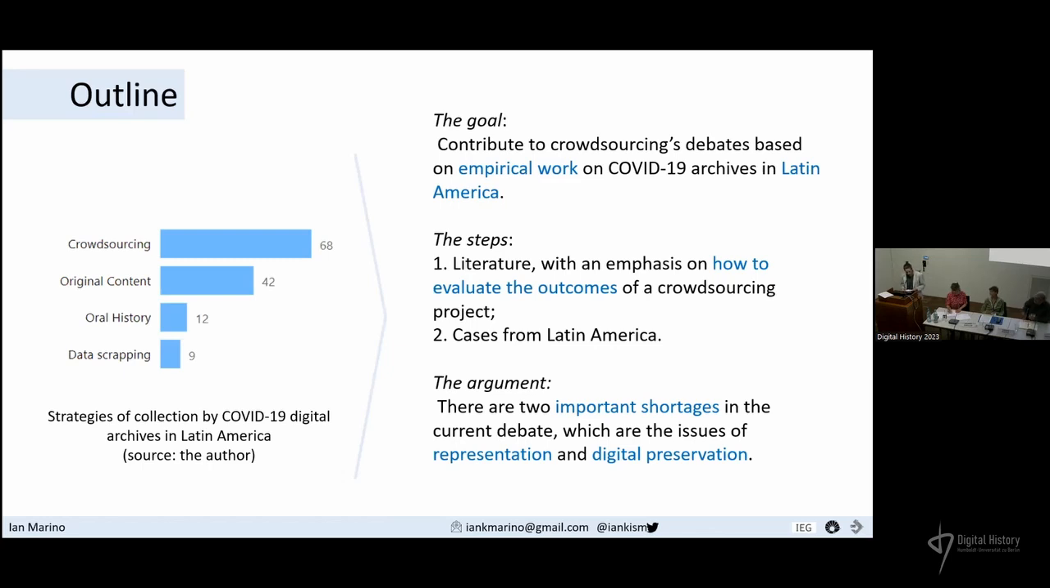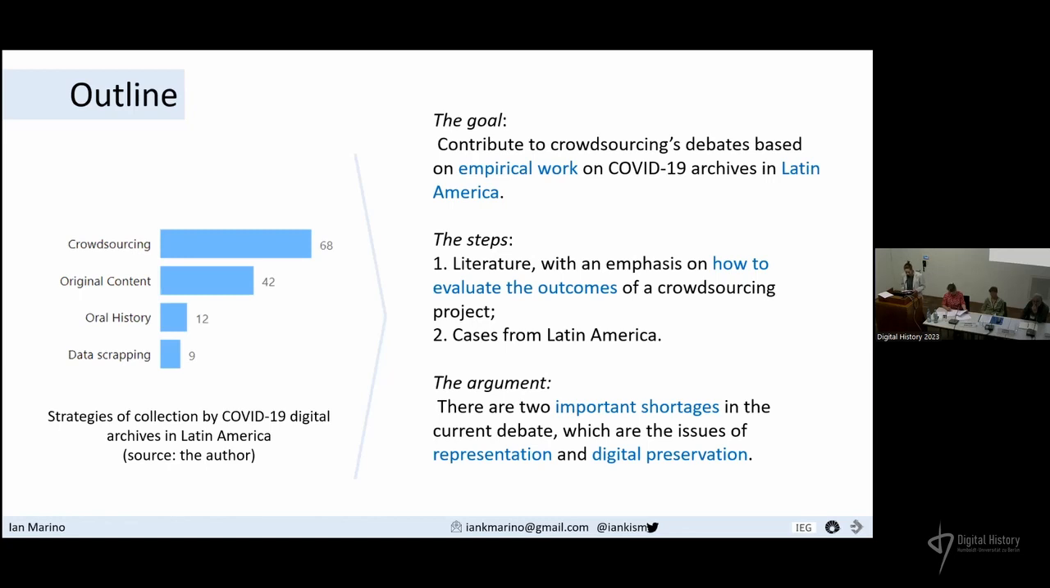There is a remarkable dominance in comparison to other methods such as oral history, which is the core of only 12 projects in Latin America, despite its very long trajectory within historical studies. How does the experience of the archives regarding the pandemic in Latin America contribute to understand the promises and the pitfalls of crowdsourcing? I intend to contribute to the existing literature by demonstrating empirical evidence that highlights two important shortages in the crowdsourcing debates within the humanities, which are the issues of representation and digital preservation.